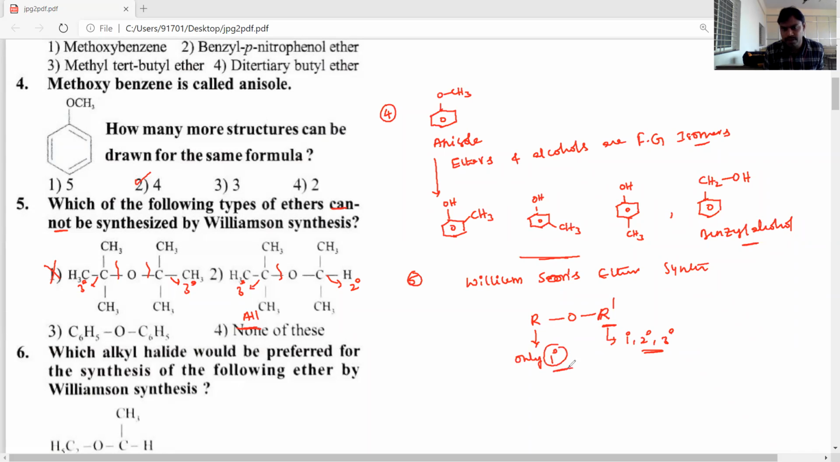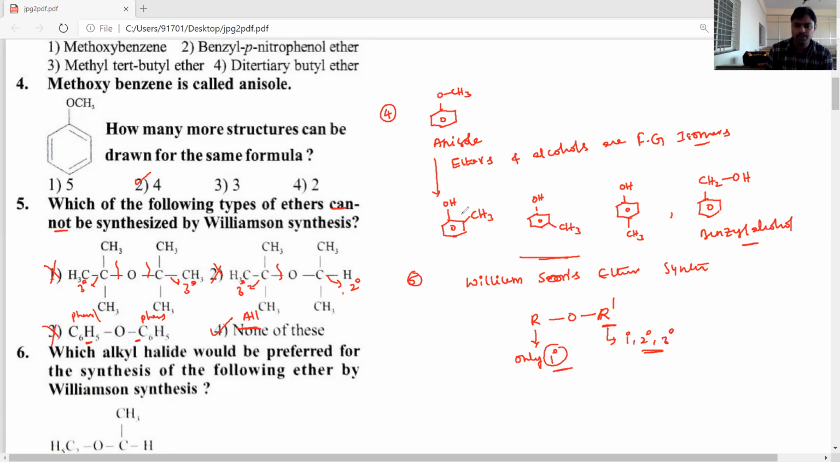Only primary alkyl halide. Like here, tertiary and secondary is present. That's why it is also not possible. This is phenyl. Two aryl groups, phenyl groups, are present. So that's why it is also not possible. So the answer is all of these. These ethers we cannot synthesize in Williamson ether synthesis.